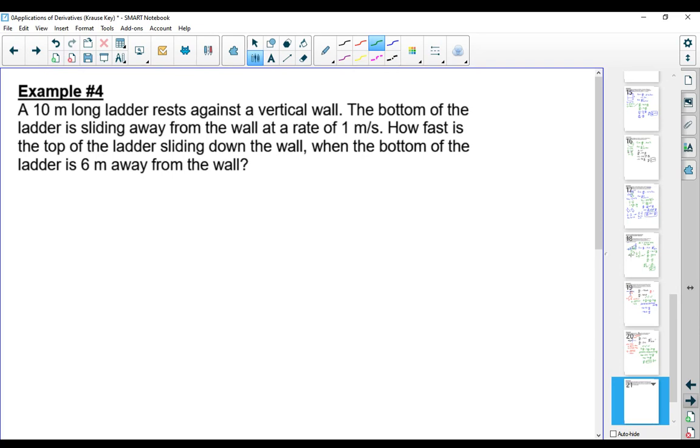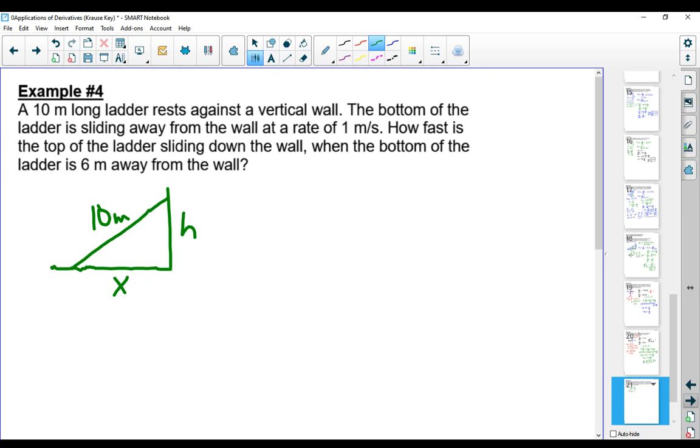I'm sure you've all looked at a ladder and wondered, how fast is it dropping at certain points? All right, so we've got the height. We know that the ladder itself is 10 meters long, and x. Sorry, my smartboard's acting up today with all these little squigglies.